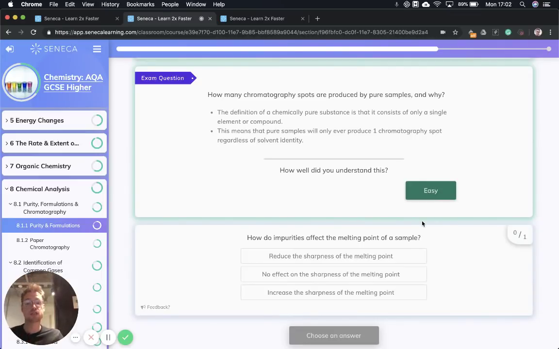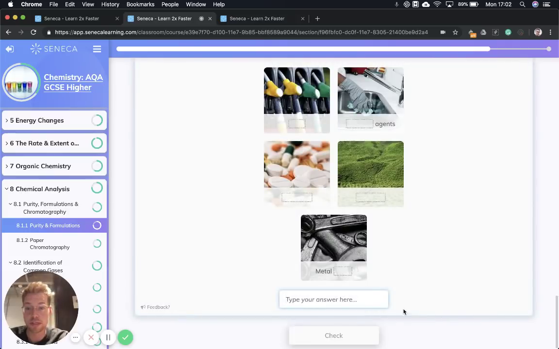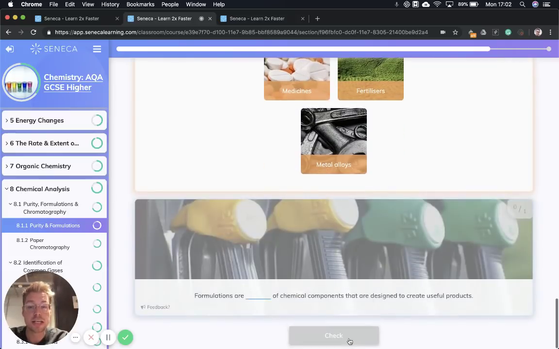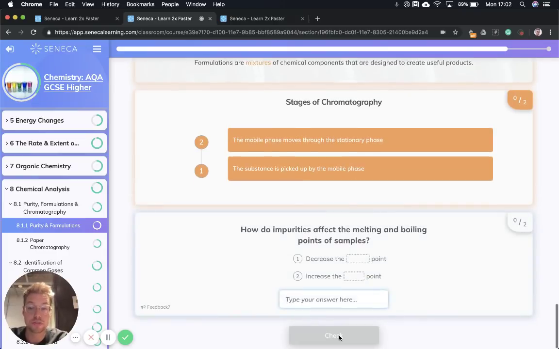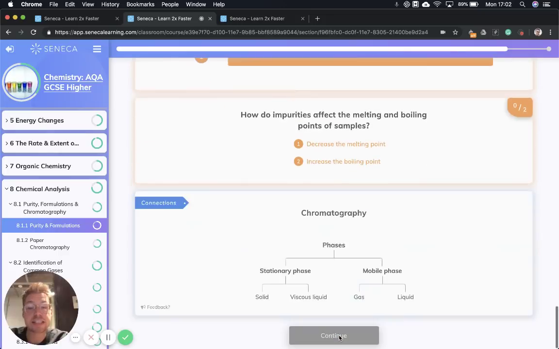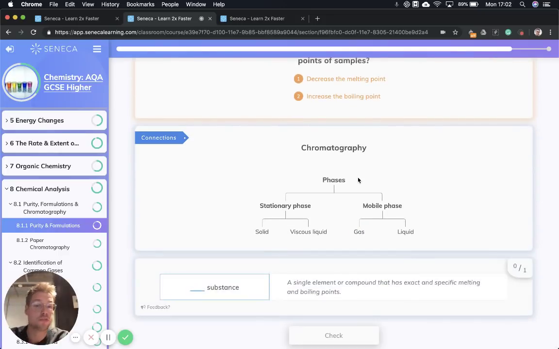Okay, let's review. How do impurities affect the melting point of a sample? Well, I'm glad you asked. It reduces the sharpness of the melting point, okay? So that is what impurities do. And do remember what formulations are. They are mixtures of chemical components that are designed to create useful products. Fantastic. Okay, and there's two phases of chromatography.